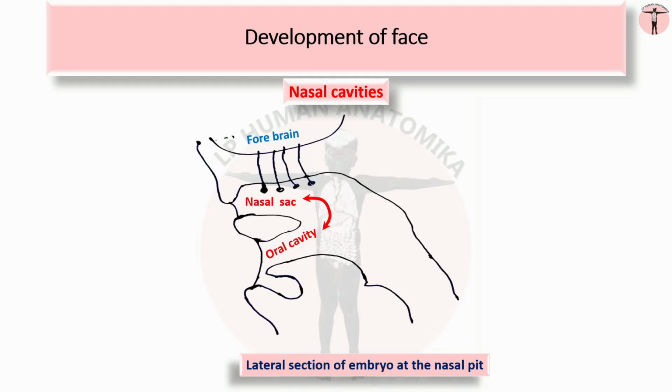This communication between the oral and nasal cavities forms the posterior openings of the nasal cavities called the primordial choanae or posterior nares. These choanae lie on each side of the midline and immediately behind the primary palate. Later, with formation of the secondary palate and further development of the primitive nasal chambers, the definitive choanae come to lie at the junction of the nasal cavity and the pharynx.